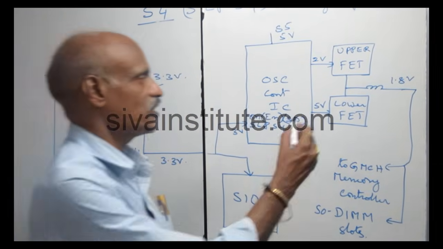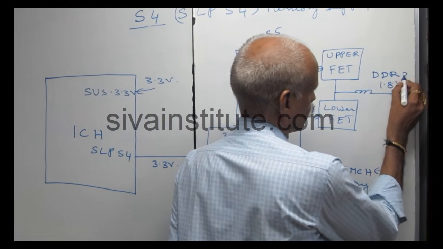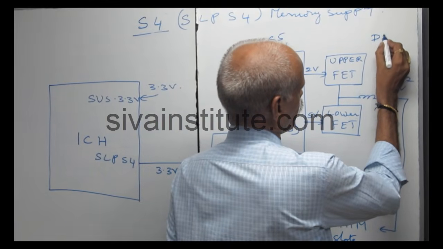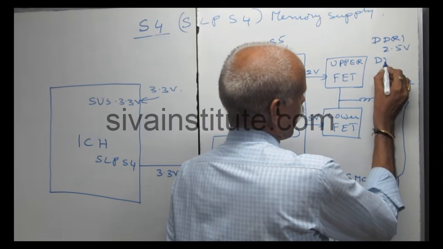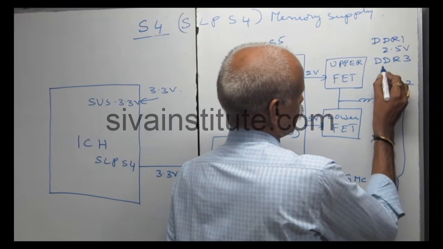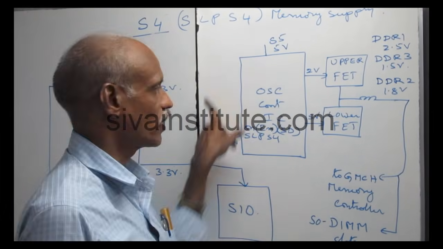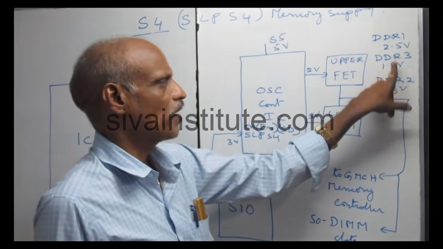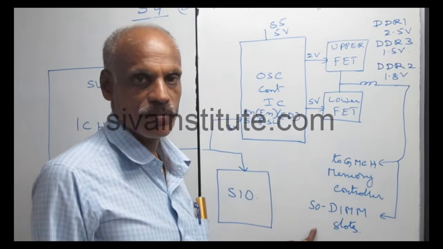In some sets, this is DDR2. In some sets, DDR1 is 2.5 volts, and DDR3 is 1.5 volts. This voltage comes out from these regulators. This voltage, 2.5 or 1.5 volts, goes to the memory controller and DIMM slots.